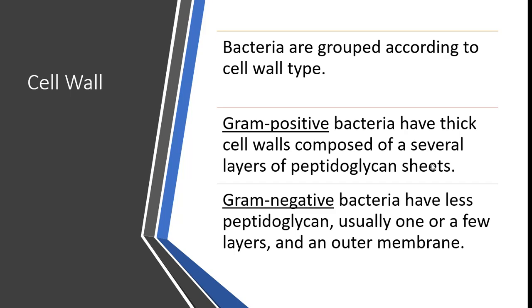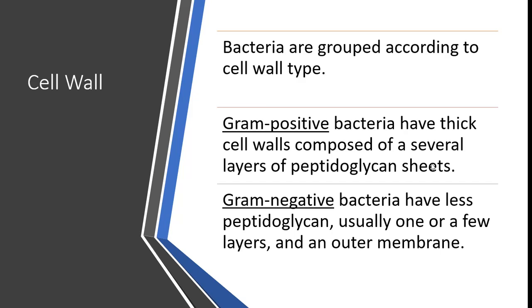And we can categorize our cells or bacteria based on their type of cell wall. So we have three main categories. We have a gram-positive, a gram-negative, and an atypical type of cell wall. If it is a gram-positive cell, it's going to have a thick cell wall composed of something known as a peptidoglycan. If it is a gram-negative, it's going to have a thin layer of that peptidoglycan, and it's going to have an outer membrane.